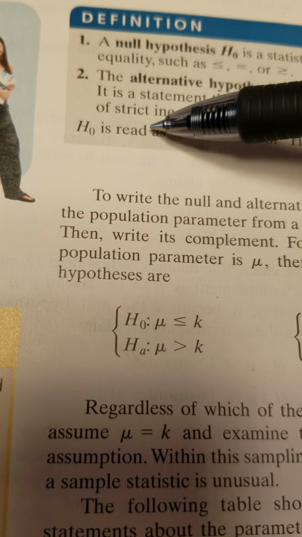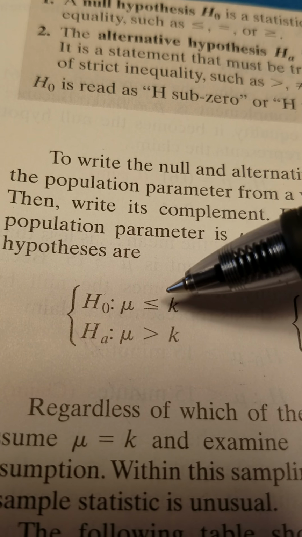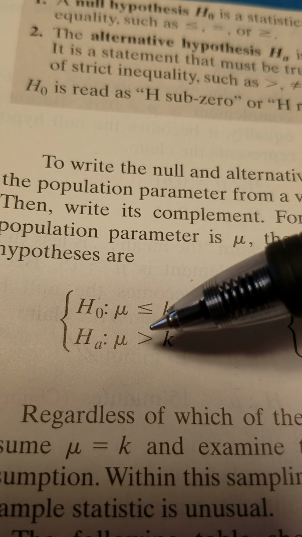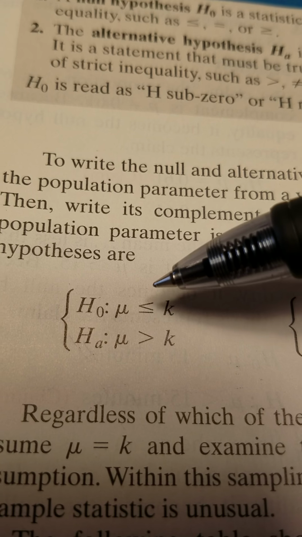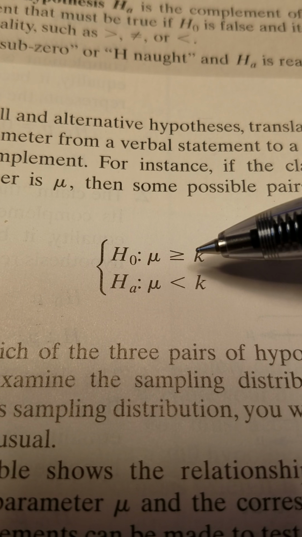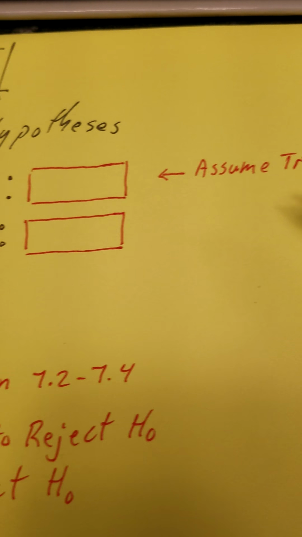One thing I want you to notice is that in the top is where the equals part is. It's always in the top, never on the bottom. And the top and the bottom, the null and alternative, they're complements. Notice one is less than, one is greater than, or you might have greater than or equal to, less than, or equals, not equals. But again, the equals part is always in the top. Okay. Now when you do this testing, you always assume that the null hypothesis is true.